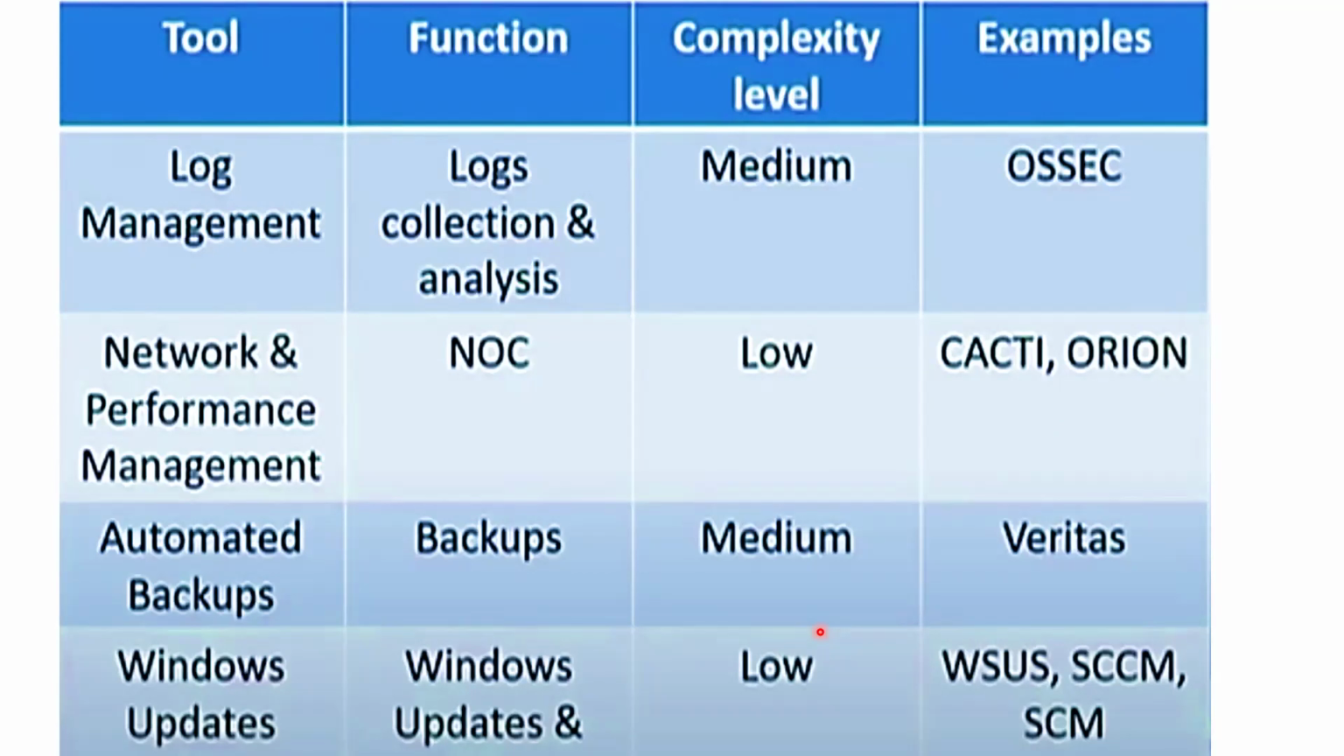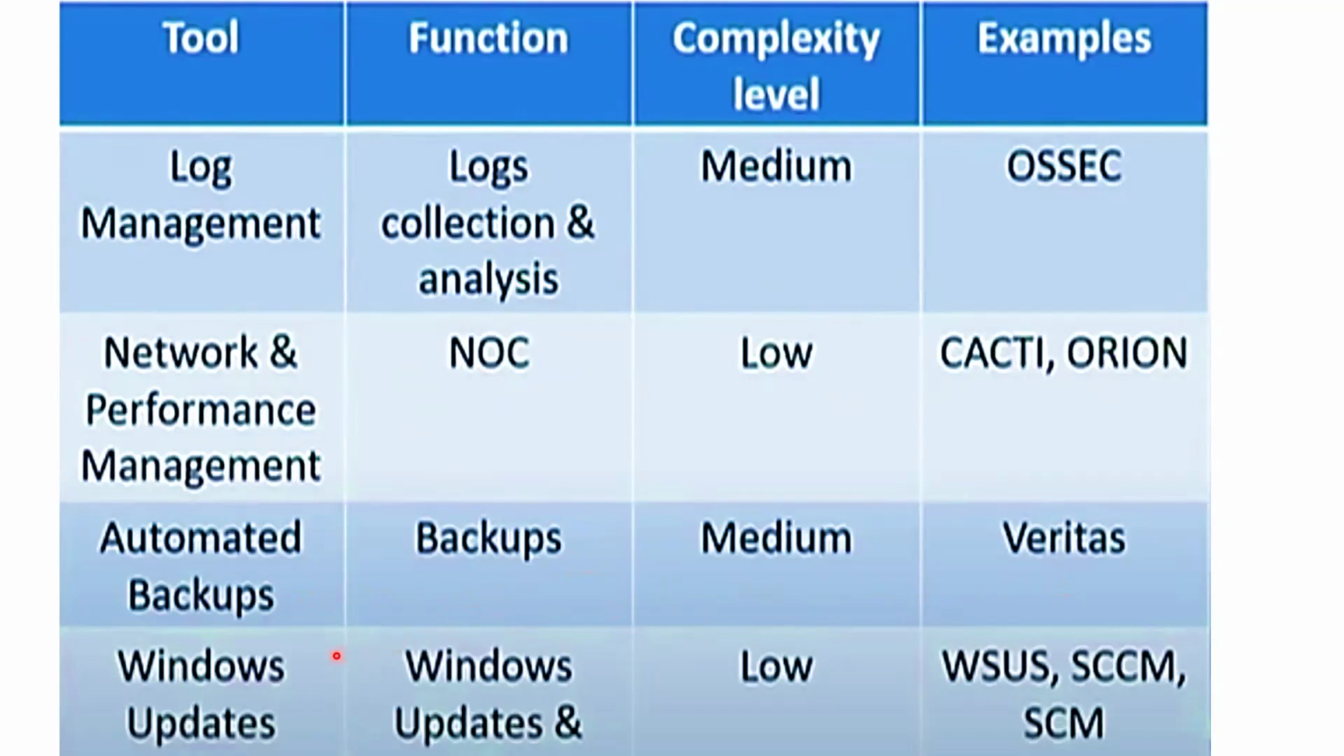Then we have network performance and management, and NAC is basically network admission control, or you can say it will maintain the performance of your network. Its complexity is low, and Forescout and Cisco are used. Then come automatic backups. Its purpose is to create backups. Complexity is medium and Veritas is used as an example tool for it.